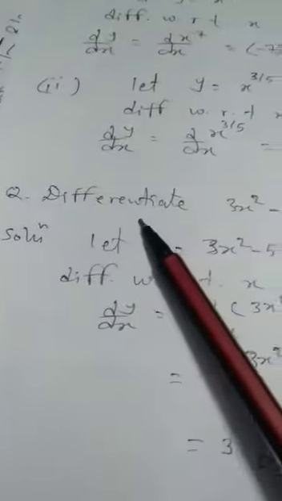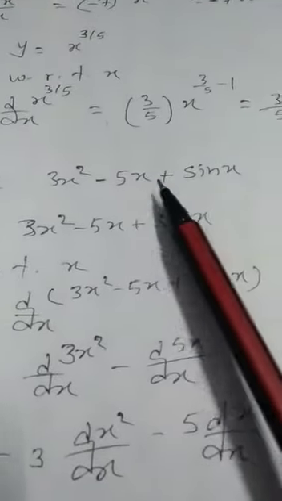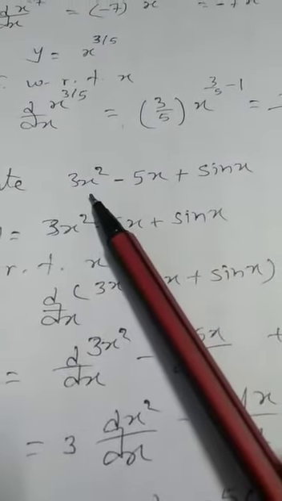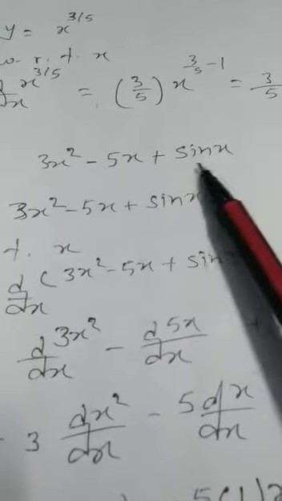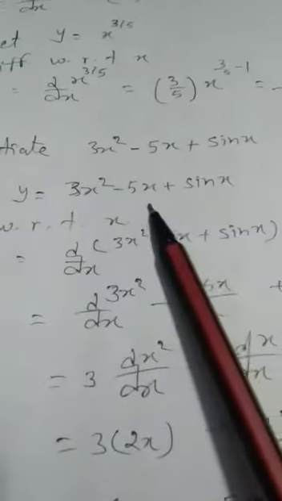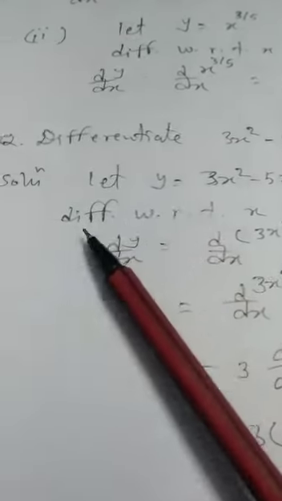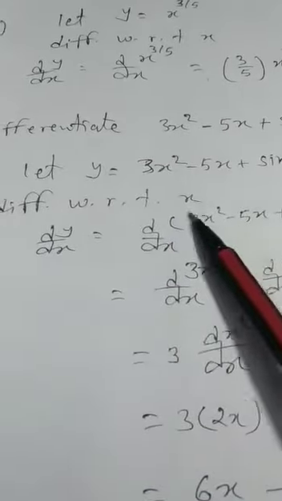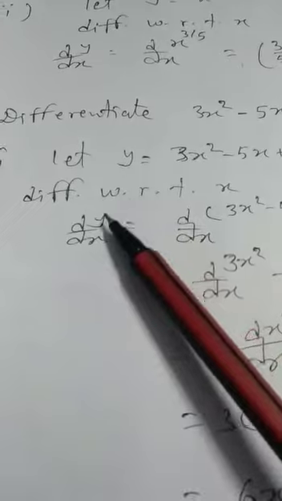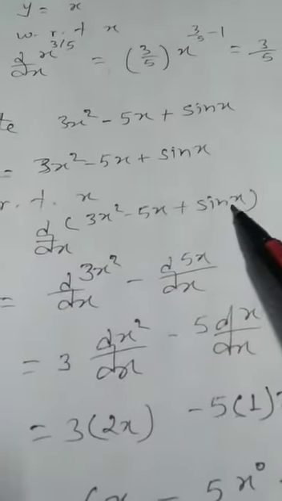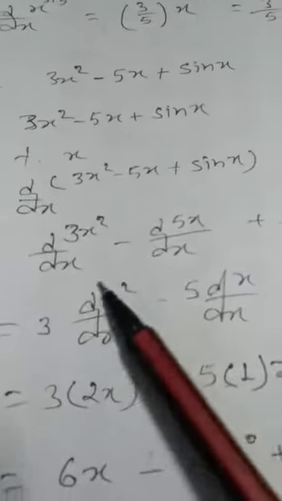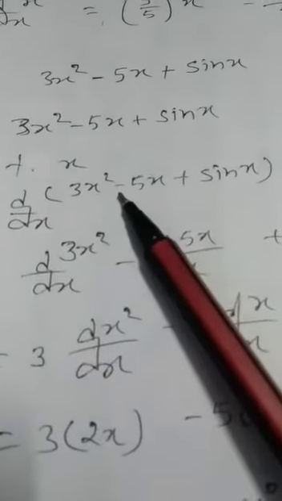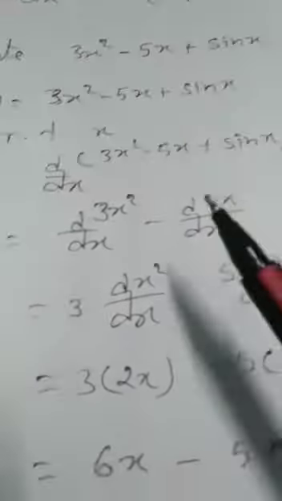Here the question is to differentiate 3x square minus 5x plus sin x. There are three terms: 3x square, minus 5x, and plus sin x. We suppose it again as y and write its differentiation with respect to x. Whenever we are going to differentiate y, we have to differentiate its value, these three terms. We separate these three terms for differentiation, and whatever sign is between them we write as it is.